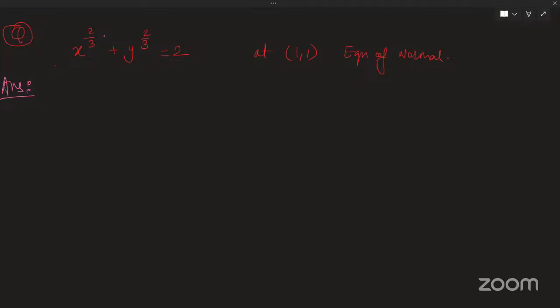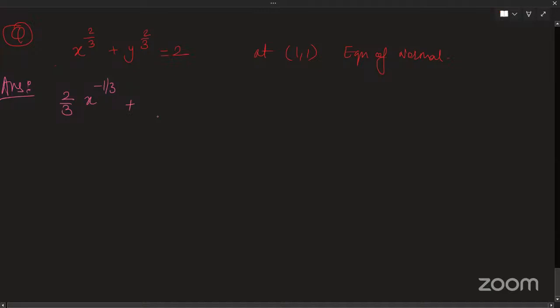Vignesh, what is the derivative of x raised to 2 by 3? It is 2 by 3 x raised to minus 1 by 3. Okay, great. 2 by 3 into x raised to minus 1 by 3 plus. Can you differentiate y raised to 2 by 3 with respect to x? How will you do that?